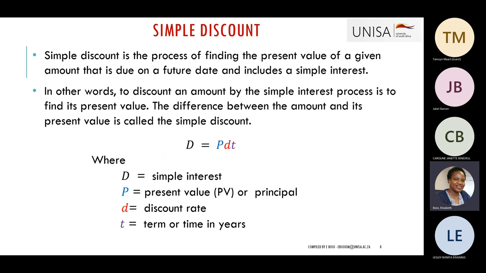Okay, so a simple discount, which is the amount, is given by your present value times the discount rate times the period. The period is the same as the term, for how long you want to discount it for. Where D is your discount, a simple discount. P is your present value or your principal amount. d is a discount rate, also a percentage. And T is the term or the time in years.